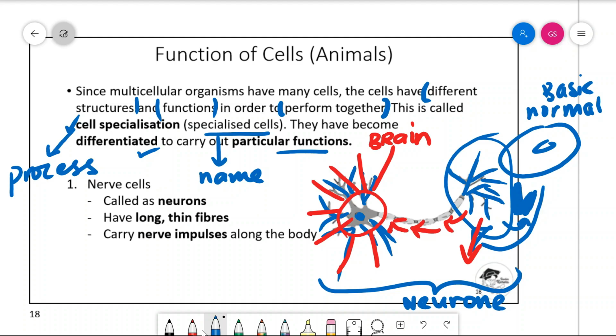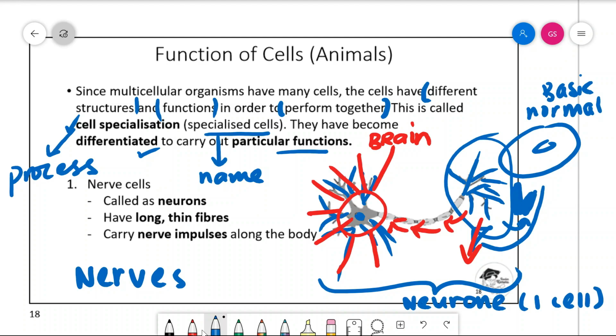This nerve cell, this whole thing is a whole cell. The neuron itself is one cell, and these neurons will connect to each other to make what we call the nerves, the nerve tissues. So you might have different cells, and they will come together to make one bigger tissue. So you can call it nerve cell, or you can also call it neuron.